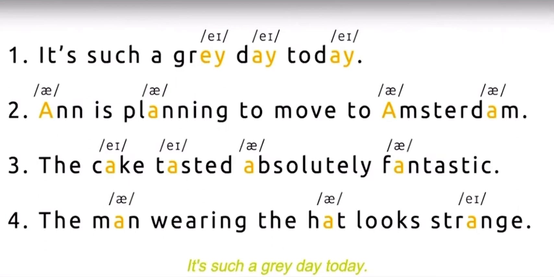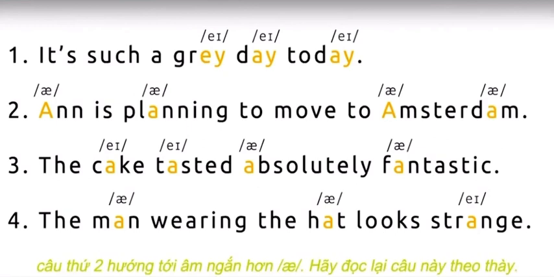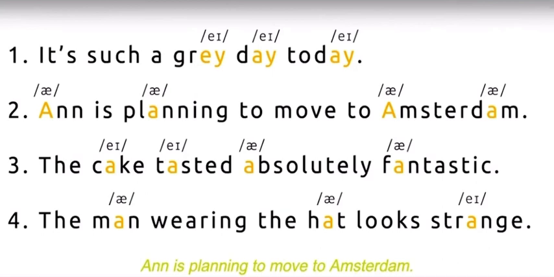It's such a grey day today. Sentence two targets the shorter vowel sound, A. So repeat the sentence after me. Anne is planning to move to Amsterdam.